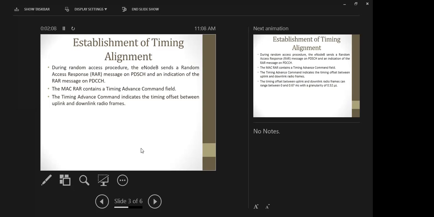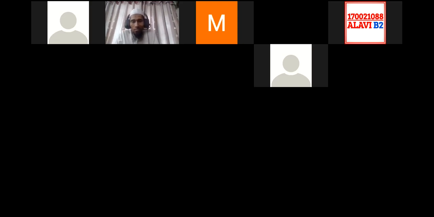From 100 kilometers, can you calculate what should be the maximum timing offset command from the eNodeB? I have already shown it. What should be the maximum timing offset? Anybody? No, sir. Okay. So dividing 100 kilometers by light speed, right. And then what do you get there?